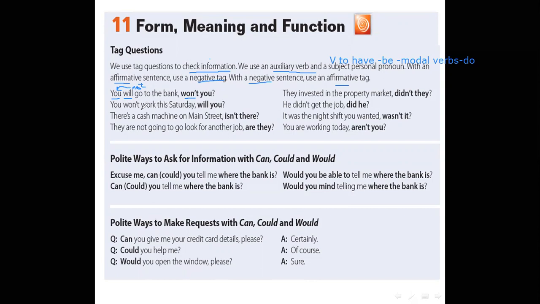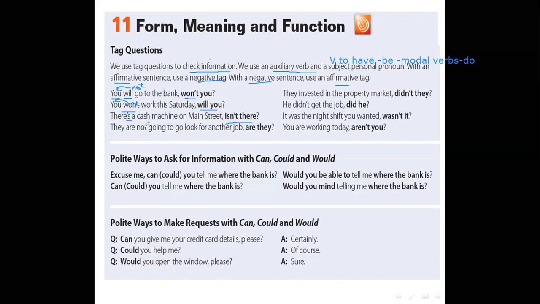Number 2, you won't work this Saturday. Where is the auxiliary verb? Excellent. Won't. It's a negative sentence, so we will use a positive tag question. So you should omit not, and then you will make a cross. Will you? There is a cash machine on Main Street, isn't there? Where is the auxiliary verb here? Is there, isn't there. Positive, negative.